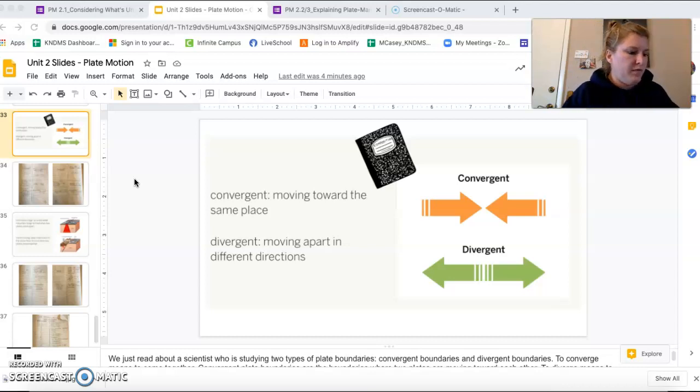So the first thing you're going to add in there should be on page 11, where we left off. So add convergent as your definition on page 11. The definition for convergent is anything that's moving towards the same place. It's a type of plate boundary, so where the crust of the earth is moving towards the same place.